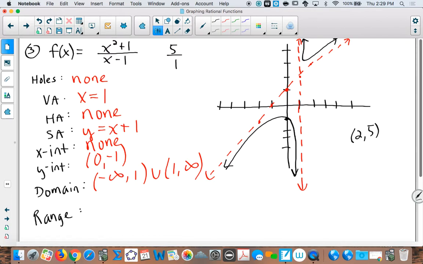Are we okay there? Can we find the range? No. And again, for that same reason, if you had your calculators, you could find the max and the min, and you'd be able to do it. Okay, but we cannot. So don't find the range here either.